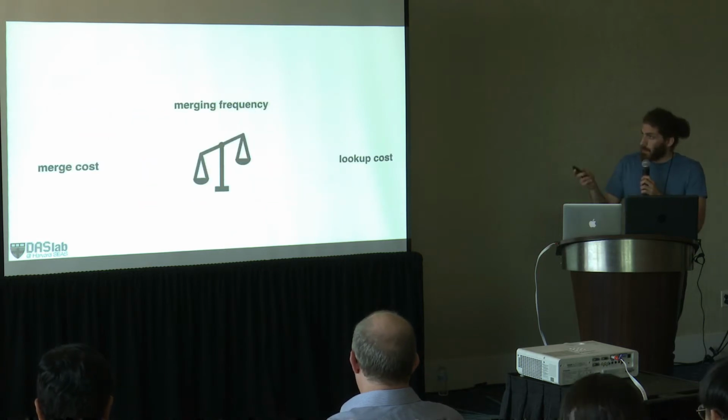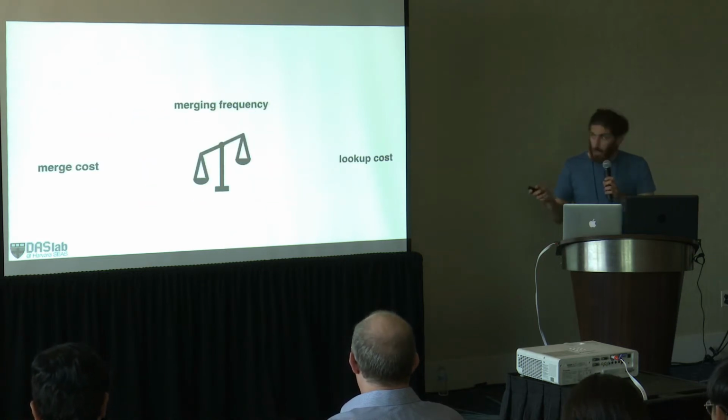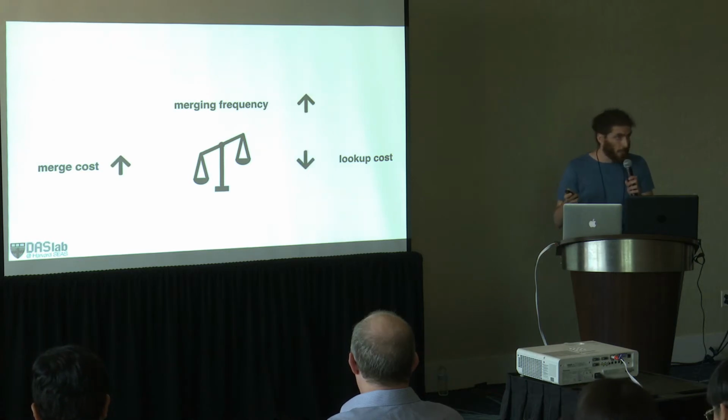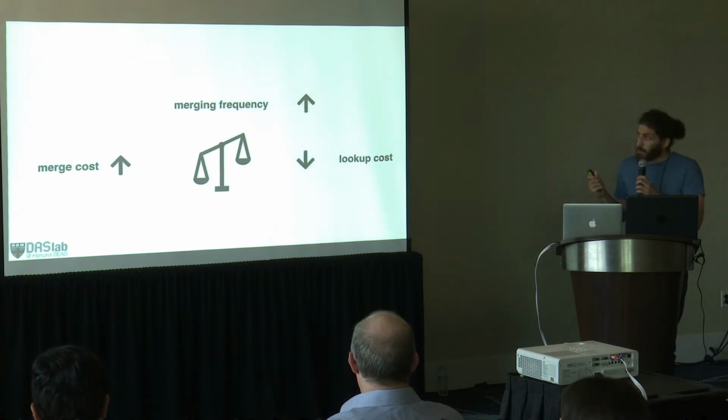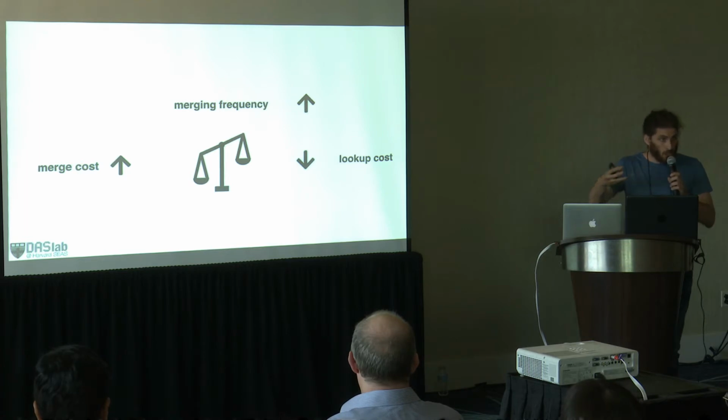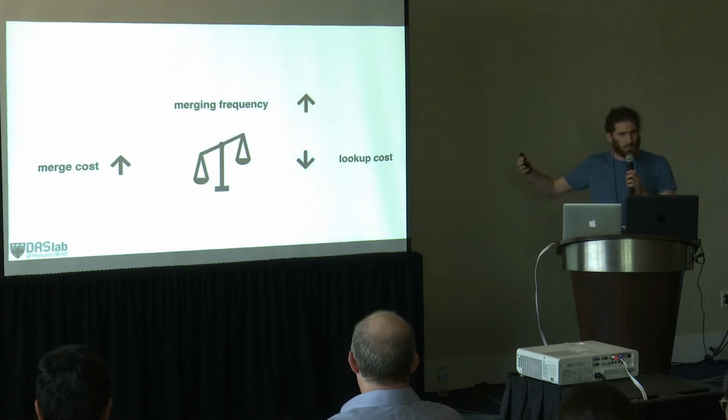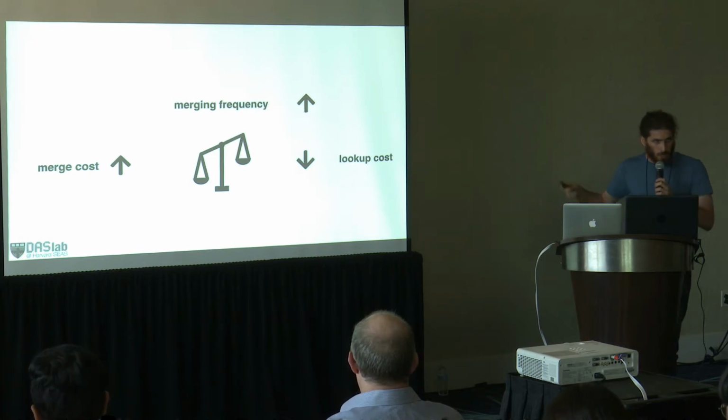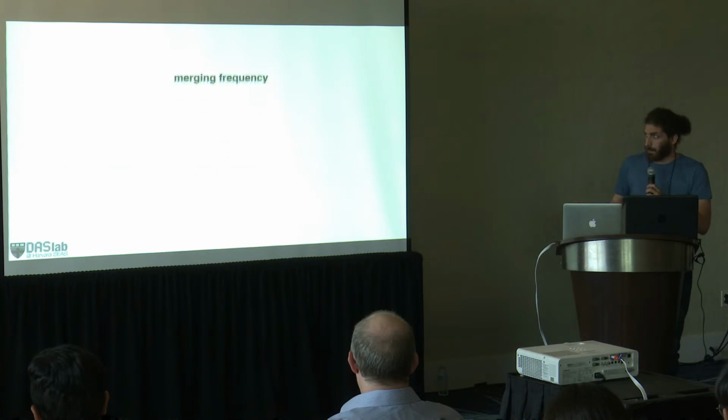So the merge frequency strikes an important trade-off. The more we're going to be greedy about triggering merge operations, the more we're going to pay an overhead to execute those merge operations. But on the other hand, that's going to put a more tight bound on the number of runs that exist, and so it's going to bound our lookup cost. So we have this trade-off that we need to strike.